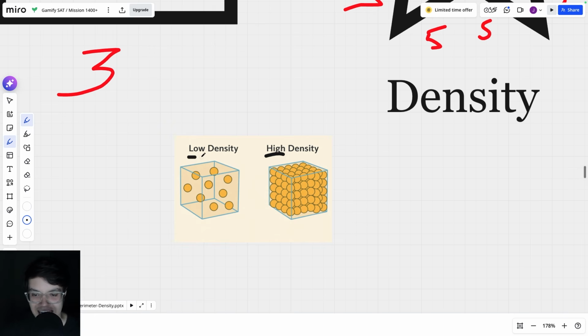And so you might be getting ideas here from chemistry, science, and that's completely fair. Density is a chemistry, science-based topic. It's not really something that you're going to often see just in regular SAT math or something like that.